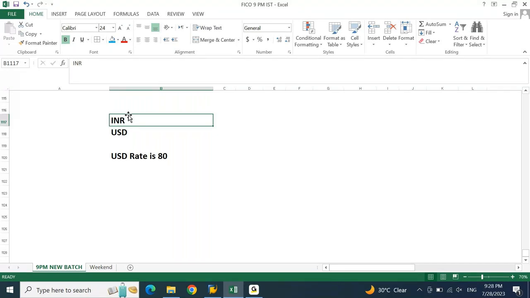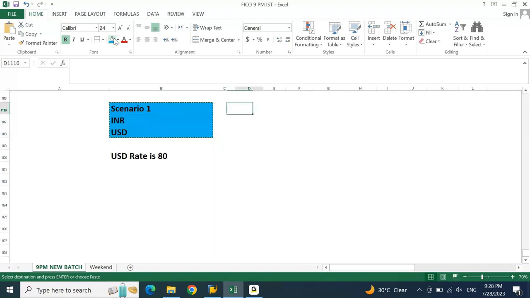Yes. So when you say this, everybody will tell 80 rupees or 79, 81, 75. Nobody will tell 0.15 or 1.2 when you talk about the INR dollar exchange rate. Am I correct? Yes, sir. Now, I'll say scenario one is this. Now I'll take scenario number two.